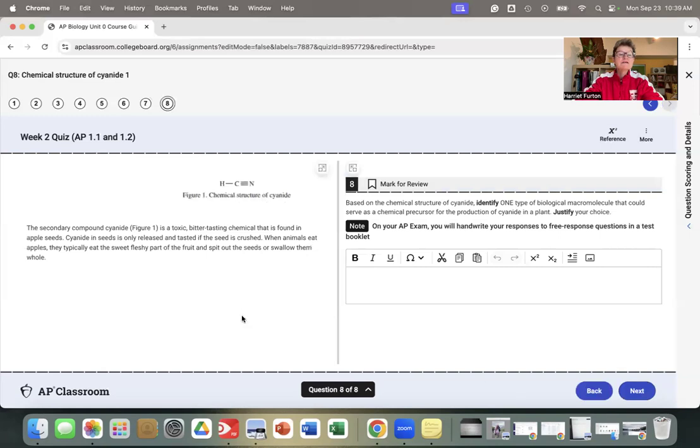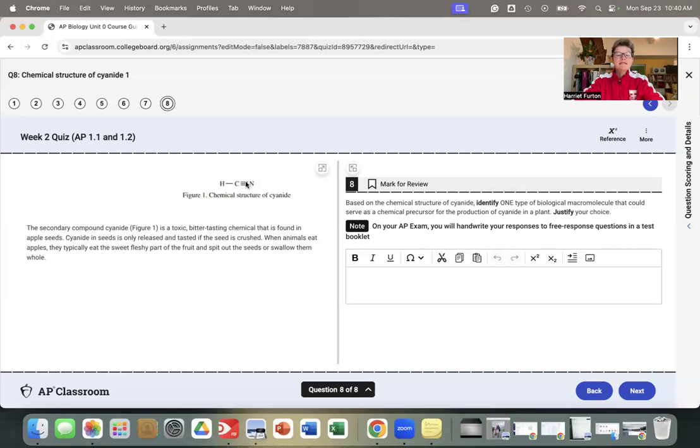And the last question was something like this. So here is the picture, and based on the chemical structure of the cyanide, this is the cyanide, it contains hydrogen, carbon, and nitrogen. Name one type of biological material that could serve as a chemical precursor for the production of cyanide in a plant. And you have to justify your choice. This is a very hard task, justification, but this is the time to practice that.